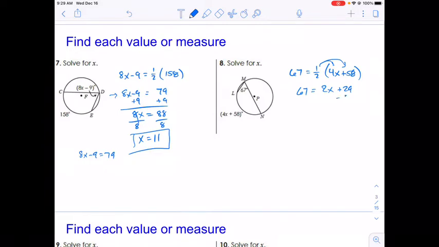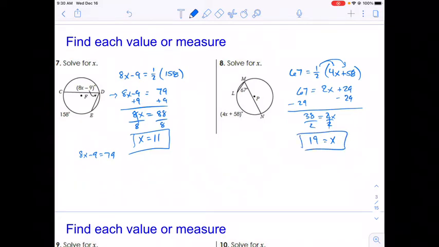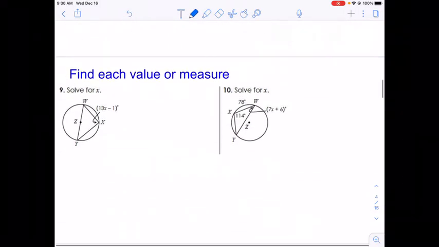So now we're going to subtract 29, and 67 minus 29 is going to give us 38. Divide by 2, and x is equal to 19. All right, let's take a look at the next one.